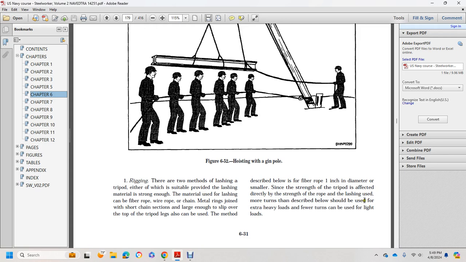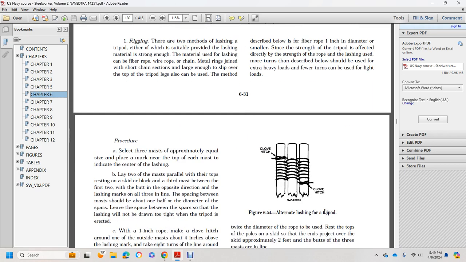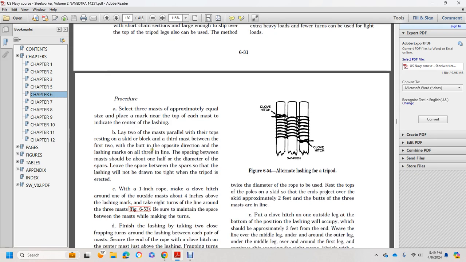The lashing described below is used for extra heavy loads; a few turns can be used for light loads. Procedure: select three masts approximately equal in size. Mark near the top of each of the masts, indicating the center of the lashing.